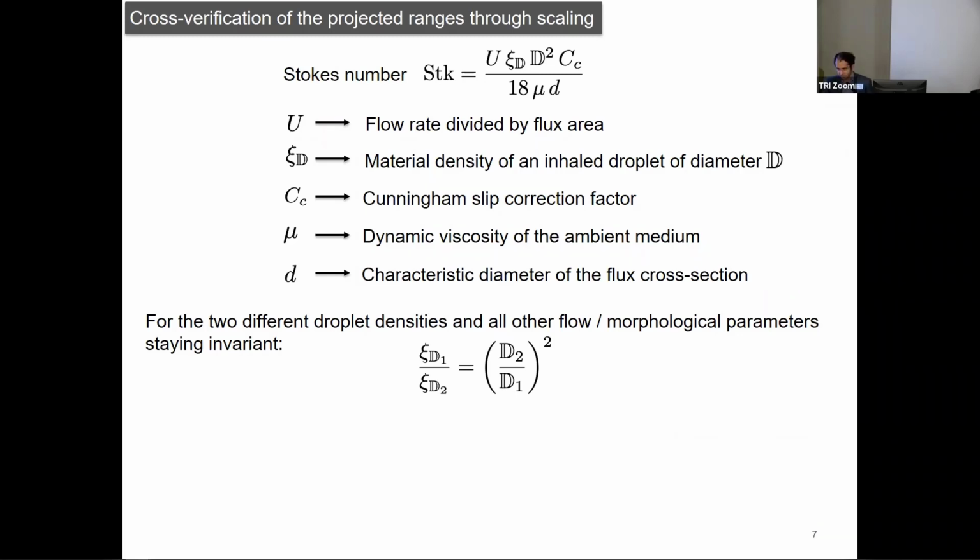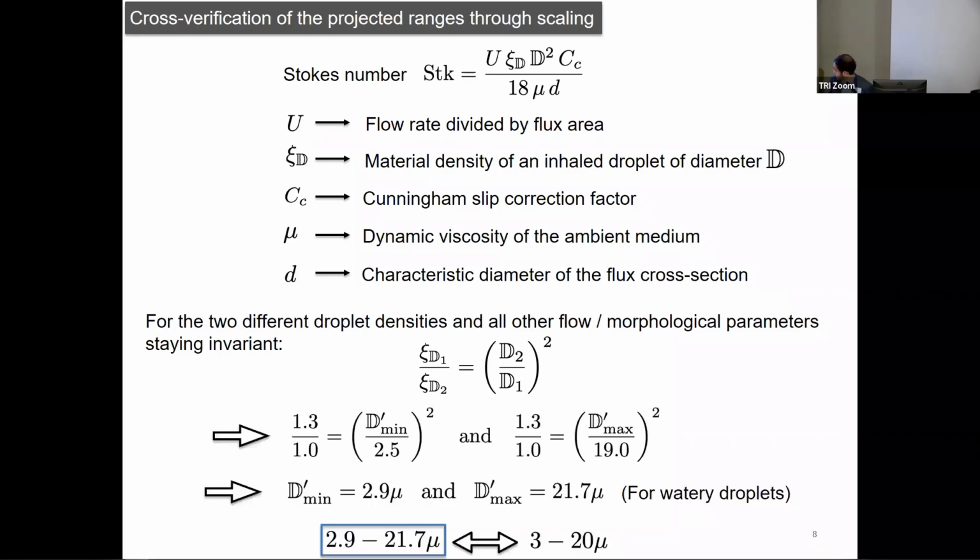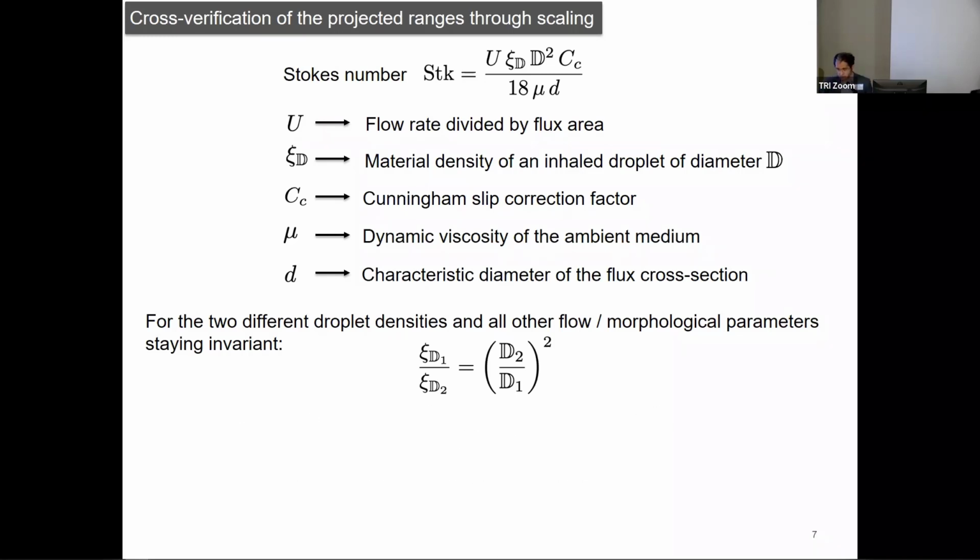So in absence of validation, I tried to look at theoretical fluid mechanics, specifically scaling analysis. We tried to develop a scaling relationship which can predict the size ranges that we are seeing. If you look at the Stokes number, which is the ratio between the local transient inertia over viscosity, and if all other physical and morphological parameters of this transport system stay the same, we can show that the ratio of the density of the droplets should be equal to the inverse square ratio of the diameters, provided they are ending up at the same destination, which in this case is the nasopharynx.